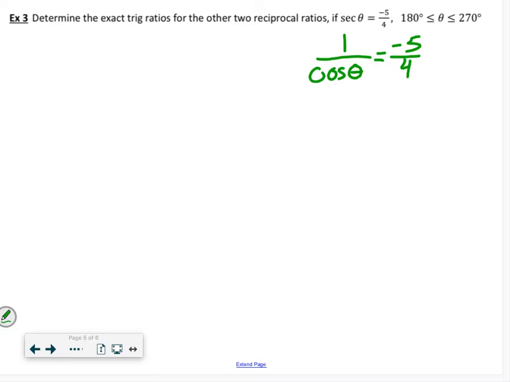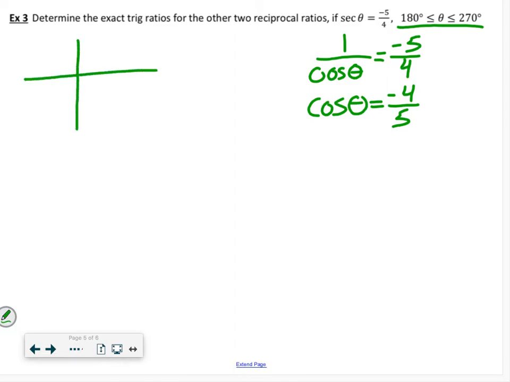Okay, and now I can switch everything around a little bit. So if I want to have cos theta, I would get negative 4 over 5. Now I'm in quadrant 3 because we're between 180 and 270. So I'm down here.